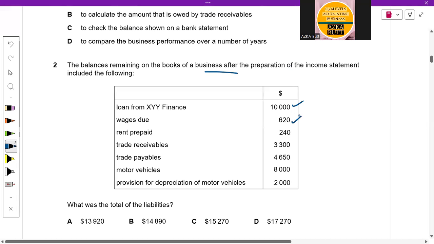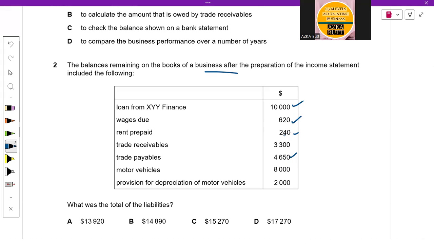Wages due represents wages that the business still needs to pay, so it is a liability. Trade payables represents amounts the business owes to suppliers, so it is a liability. But the other items, like rent prepaid, are assets, not liabilities, as it represents rent that has been paid in advance.